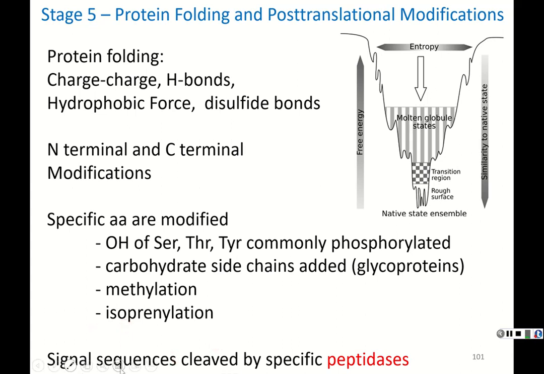Okay. There are also signal sequences that we won't talk about specifically in this class, but they're usually in the N-terminal side of a protein, and they tell you where the protein should be located in a cell. And those are cleaved by specific peptidases once they reach the correct location.